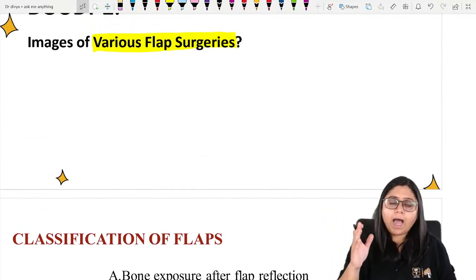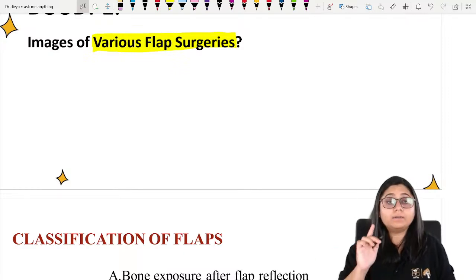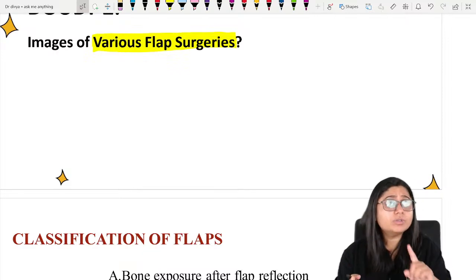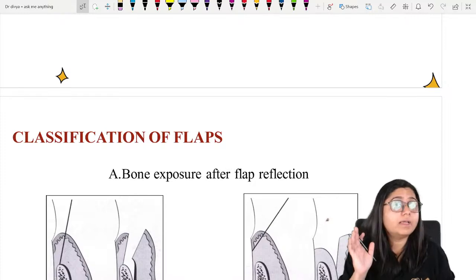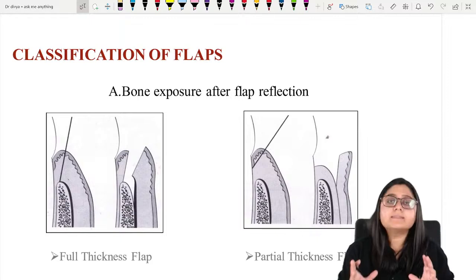So just ask me in the Telegram group or in the YouTube, but sorry, in this comment section. But the videos I will be posting in Telegram group today. So just go and have a look there. It will be more clear for you. Okay. So now let us see the classification of the flaps.